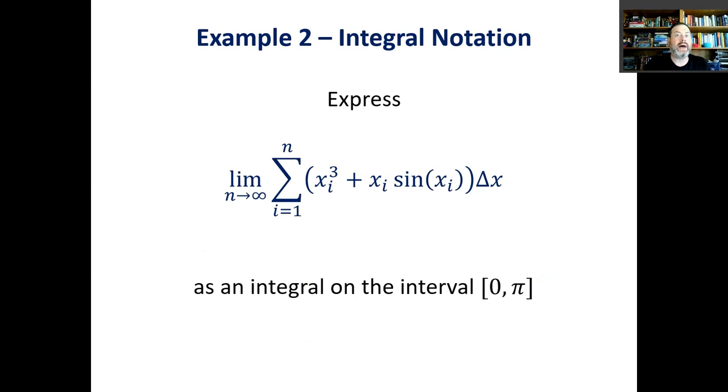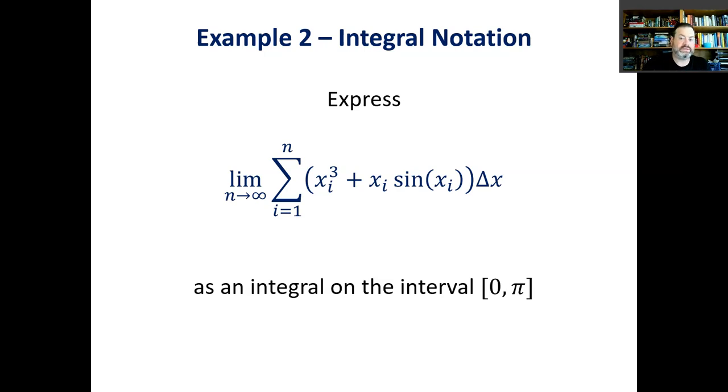Now, let's do the opposite of that problem. What if you're given a Riemann integral? Again, these could be xi stars, right? But we're using xi's because we're just using right endpoints for everything. How do I turn this into a definite integral?